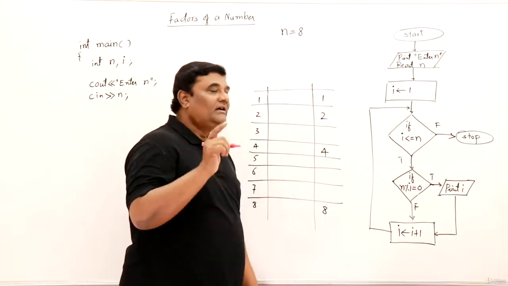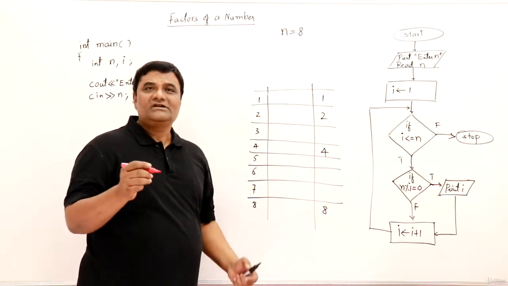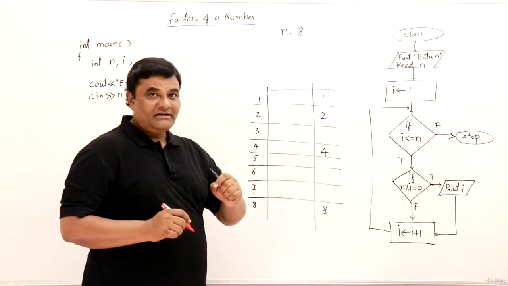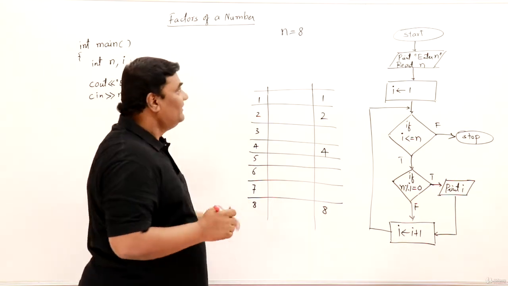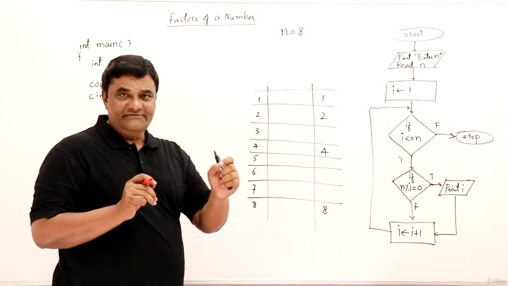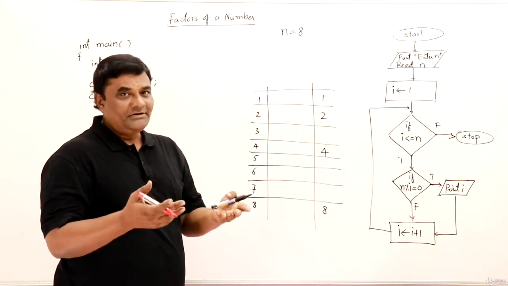Let us start. I have number 8. I want to find factors of 8. What does it mean by factor? If you divide 8 by some number and it is exactly getting divided, then it is called a factor. So who can be factors? Factors can be from 1 to 8, any one of some of the numbers from 1 to 8, right? Not all, some numbers may be factors.